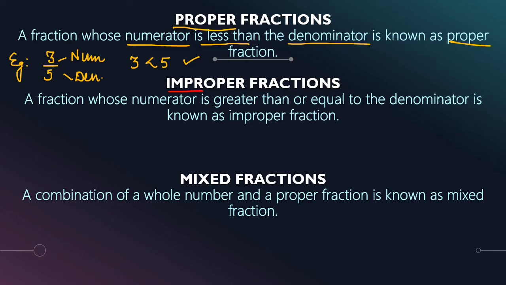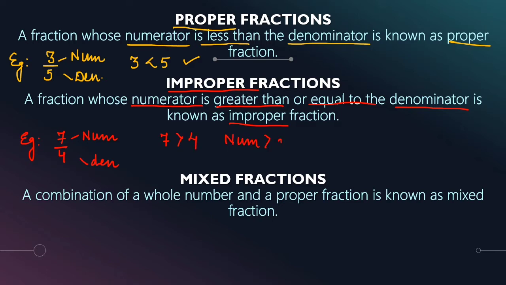Next type of fraction is improper fraction. A fraction whose numerator is greater than or equal to the denominator is known as improper fraction. For example, 7 by 4. Here 7 is the numerator and 4 is the denominator, and 7 is greater than 4. That means numerator is greater than the denominator. Therefore, this fraction is improper fraction.